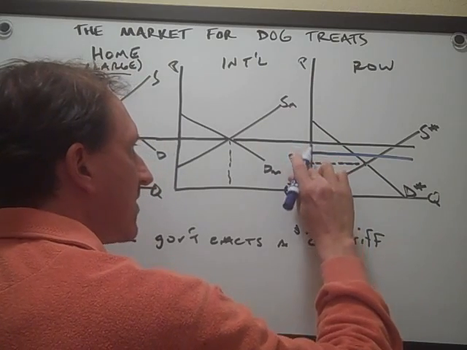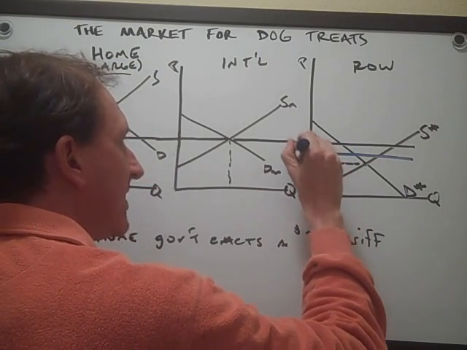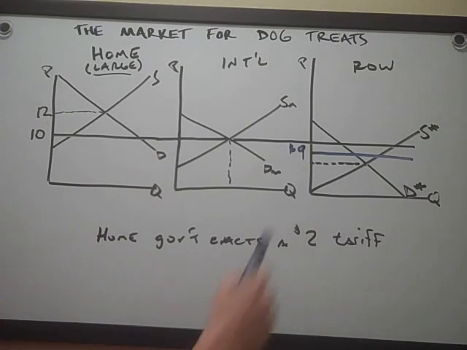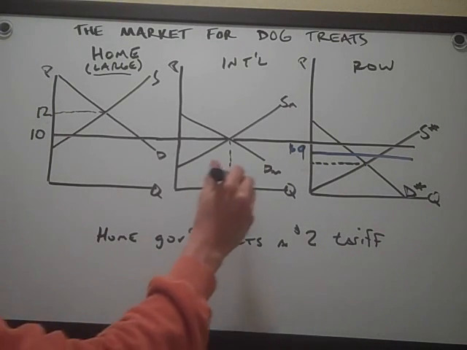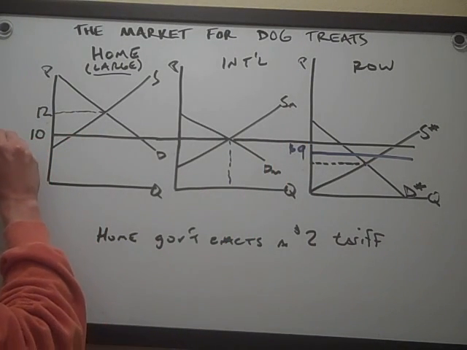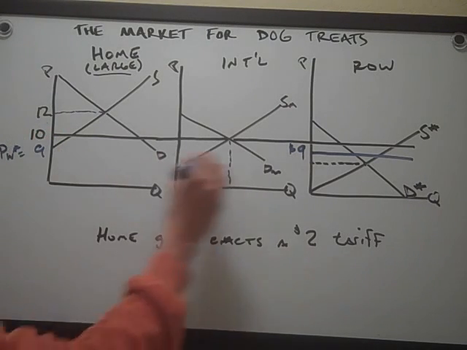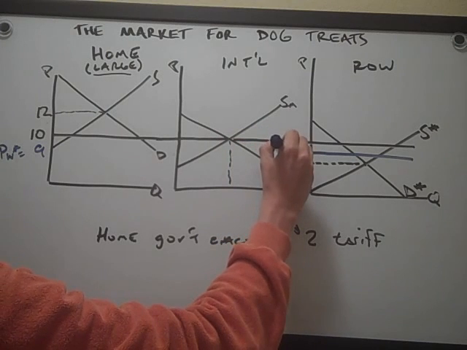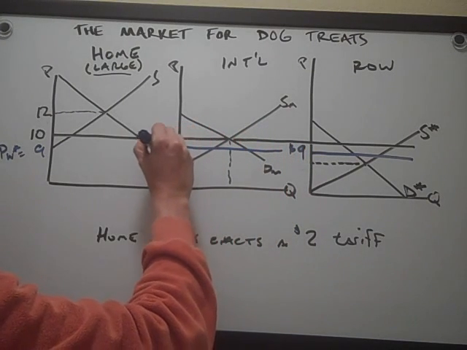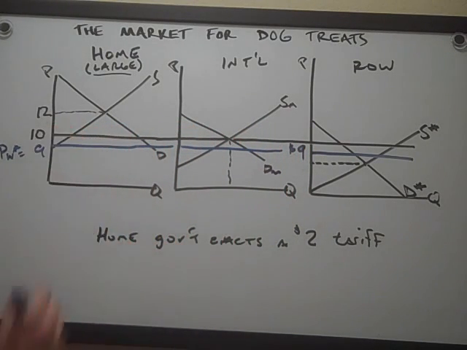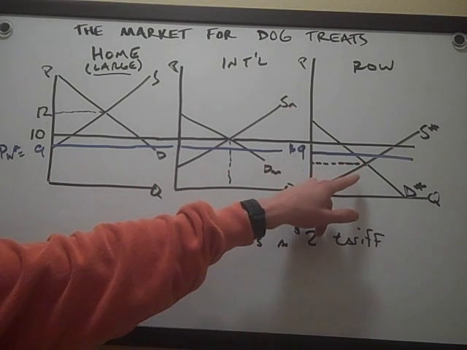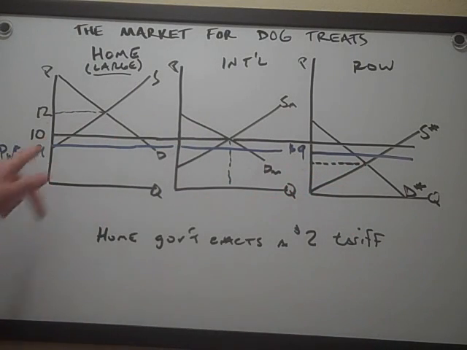So let me erase PA star here so we can put some numbers. That's $9. Maybe row producers would say, I'll take less than $10. So if that happens, we're going to call that PW star equals $9. And I'm going to draw that line across here like this, and I'm going to bring it in like that. Okay. So at $9 now, somebody can go into the row market and buy units of dog treats for $9 and bring them over here for sale, hoping to make a profit on that.